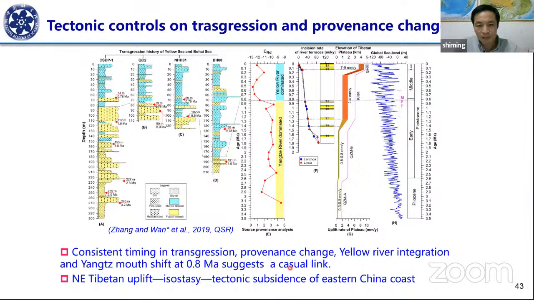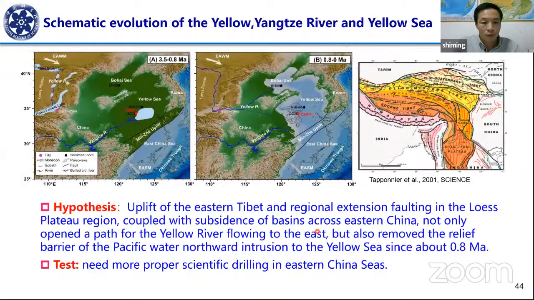So this suggests a causal link. This is not coincidence. The northeast Tibetan uplift and also the tectonic subsidence of the eastern China coast happened at the same time, and so this may be the cause for the evolution that we observed. And so at last, I just present a hypothesis to describe the whole story.